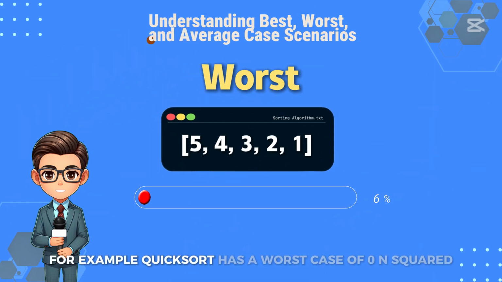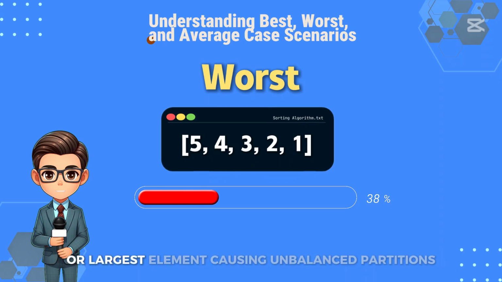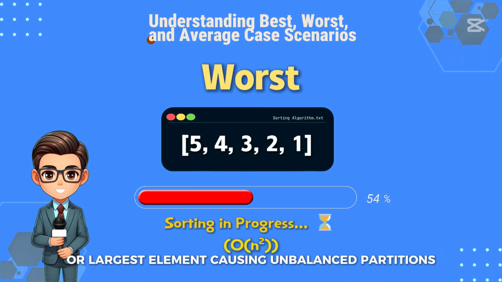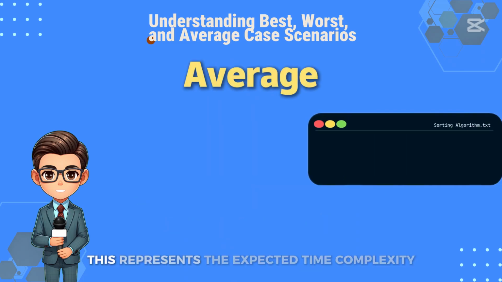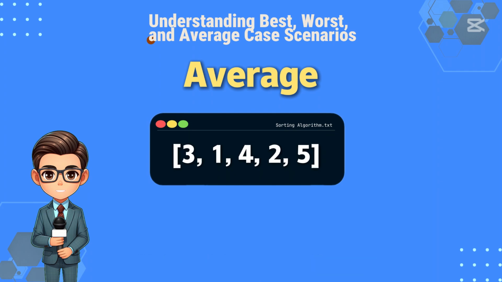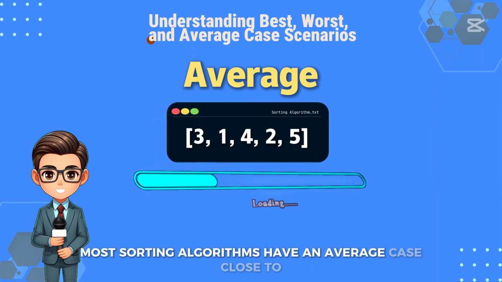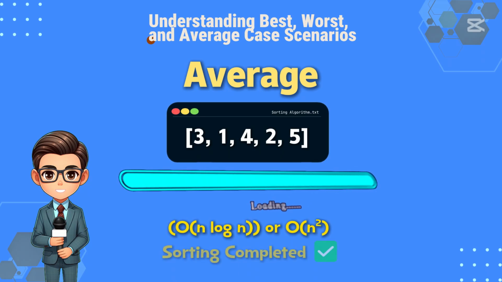For example, quicksort has a worst case of O(n²) when the pivot is always the smallest or largest element, causing unbalanced partitions. Average case. This represents the expected time complexity for a randomly ordered dataset. Most sorting algorithms have an average case close to O(n log n) or O(n²), depending on their design.